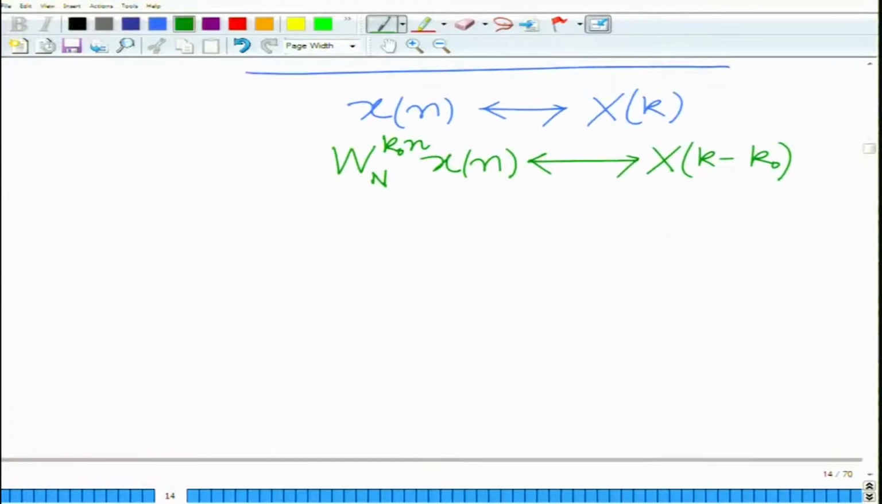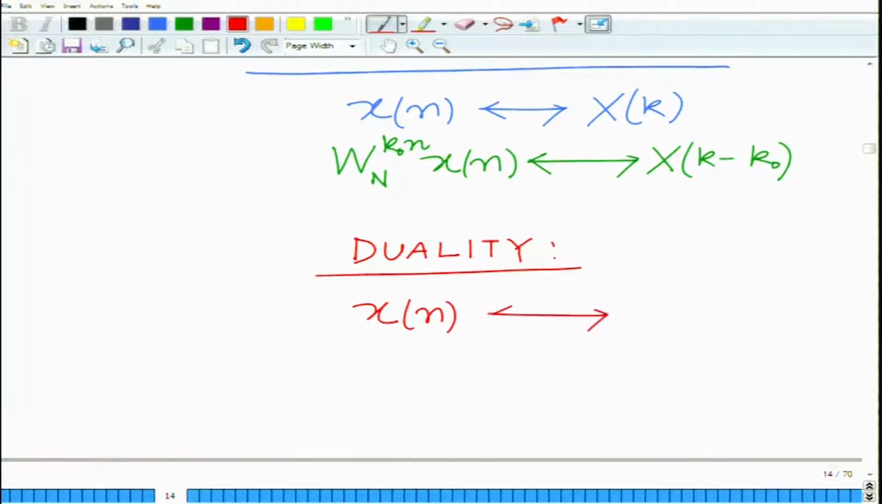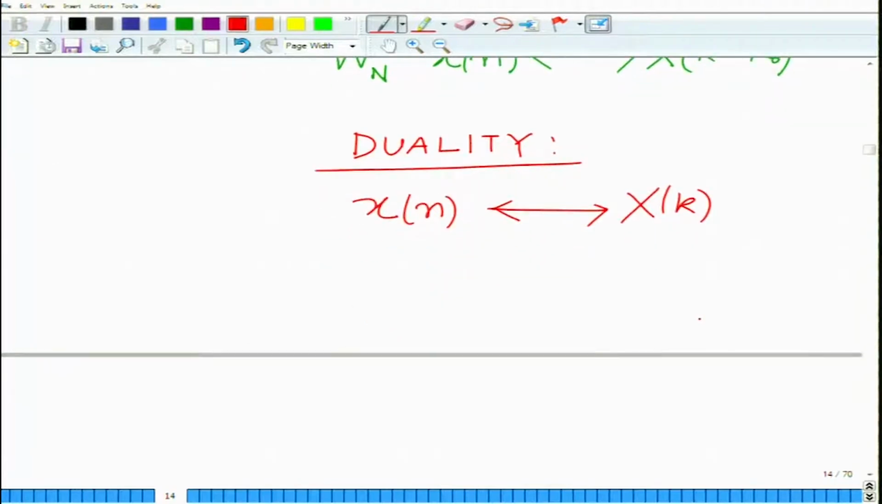Okay. Then you have the duality. So, x n has the DFT X of k. Now, what can we say about the sequence? Remember, duality is where the time domain becomes the frequency domain. What happens to the DFT of capital X of n? That is, small x of n has the DFT coefficients given by capital X of k. What can we say about the DFT of the time domain coefficients given by capital X of n?